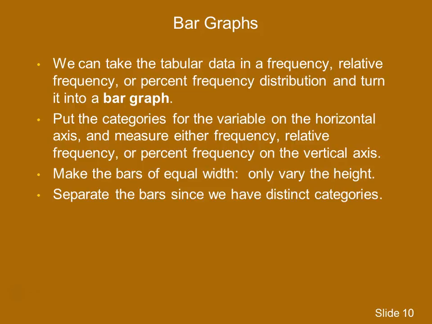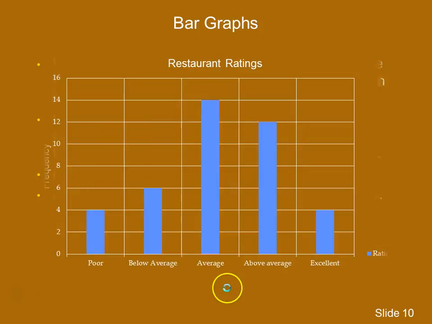So you have a choice here. You can do a frequency bar graph that shows the frequencies, or you can do a relative frequency bar graph, or you can do a percent frequency bar graph. Make the bars of equal width, only vary the height. That's for comparison purposes. And we're going to separate the bars because with the categorical variable we have distinct categories.